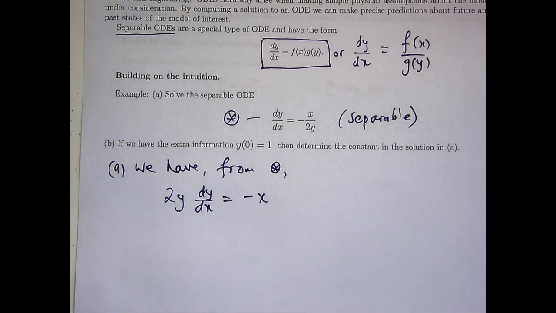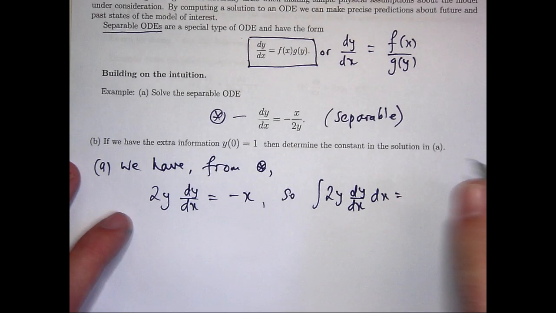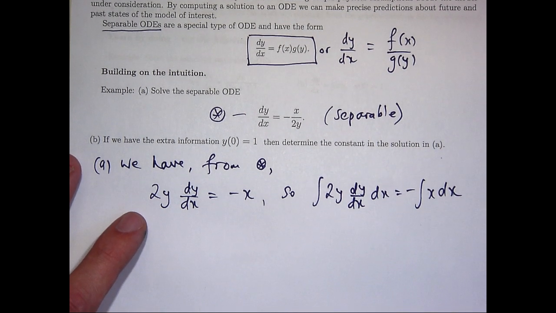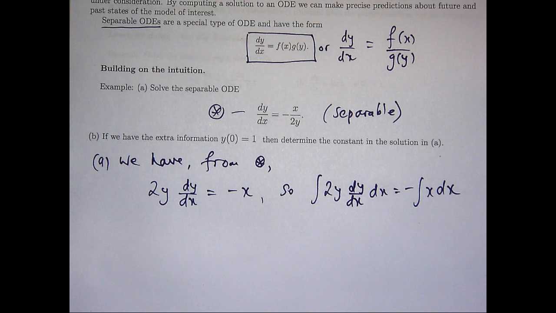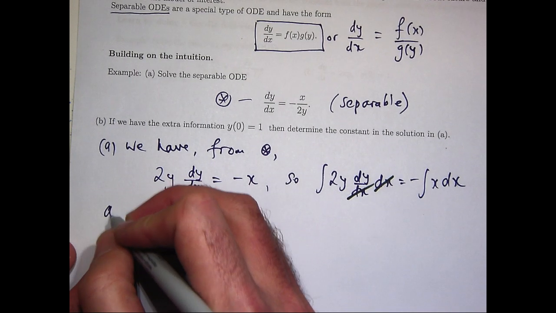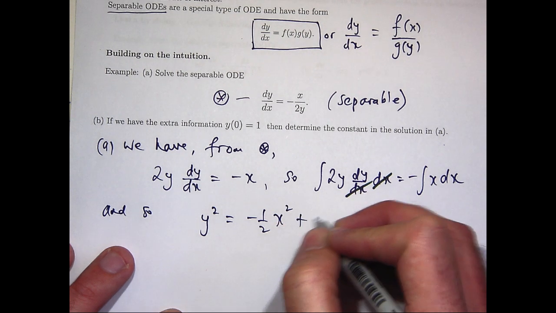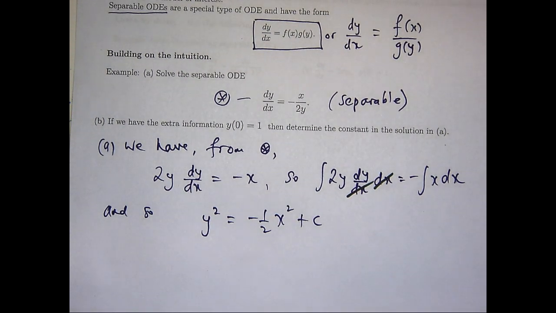Now, if I integrate both sides of that bottom line with respect to x, see what happens. You can see that this dx is just going to cancel out. So essentially, I've got two integrals to do. If I integrate the left-hand side, I'll get something like y squared. If I integrate the right-hand side, I'll get something like a half x squared. Now I'll put a constant of integration in. You could put a constant of integration on both sides, but it's not necessary.